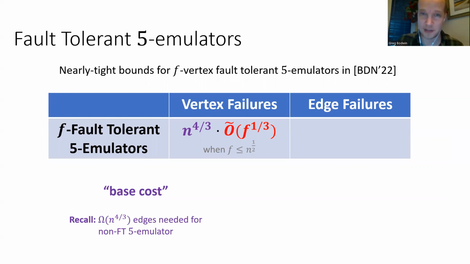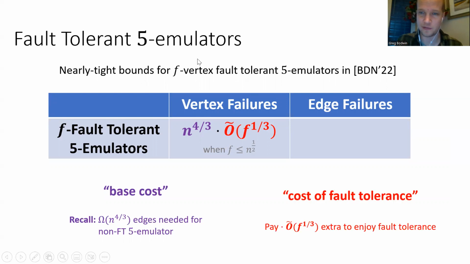The more interesting thing to look at is the price of fault tolerance. So that's this O tilde of F to the 1/3 term right here. That O tilde is hiding log n factors. But what it means is that the price of vertex fault tolerance for emulators is this: if you want F vertex fault tolerance, you pay a factor of F to the 1/3. So this turns out to be tight. Up to these hidden log factors, you can't do any better.